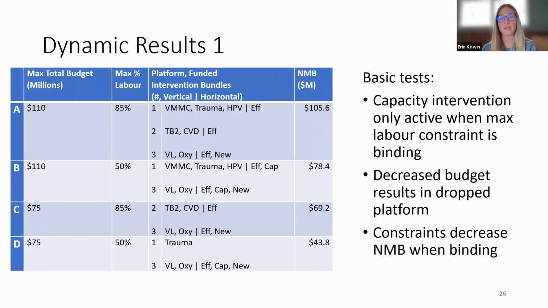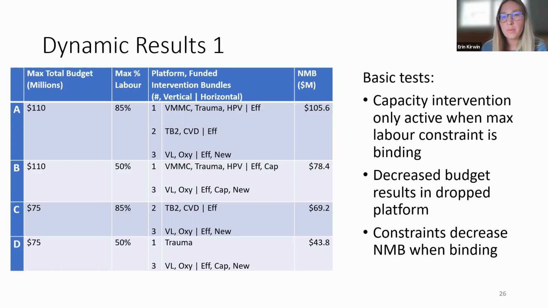So now I'm going to share results that I generated using the app. So you have different scenarios. We have A, B, C, and D, and you have different total budgets. So here's the budget column, different labor constraints, and then we have different combinations of funded vertical and horizontal interventions on each platform. So you can see the platform numbers here. And finally, we have total net benefits on the final column.